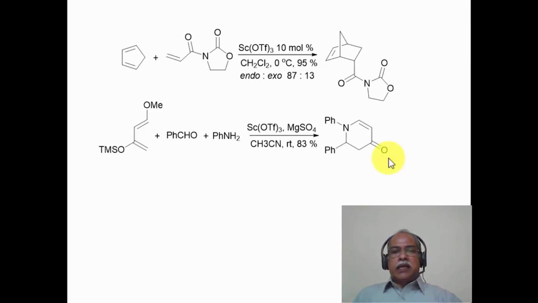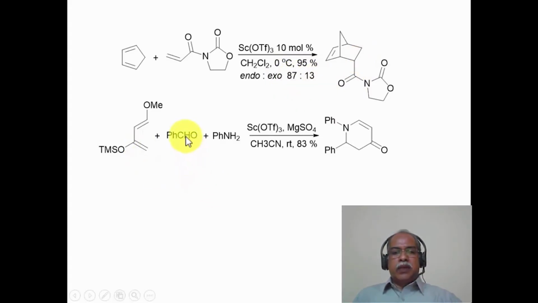Here are two examples where scandium triflate is used as a Lewis acid. Scandium is in the scandium 3 oxidation state, and it can undergo chelation between these two oxygens of the carbonyl functional group of this particular pendant group that is shown in this structure. The scandium triflate is used only to an extent of 10 mole%, so it is truly a catalytic reaction. The reaction between cyclopentadiene and this particular dienophile results almost exclusively in the formation of the endo product as the major product, in the ratio of 87:13.